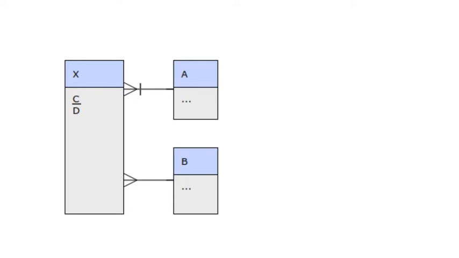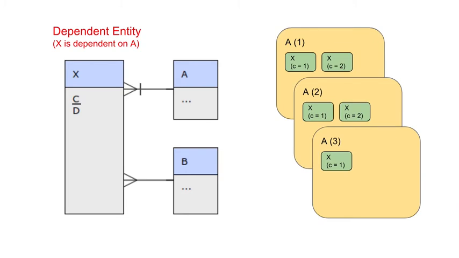Notice now that only one of the links on X has a bar. This means X is no longer an intersection entity. This is now called a dependent entity. We will explore this further in future videos, but here's a conceptual overview. X is called dependent because each instance of X depends on an instance of A for its identification.